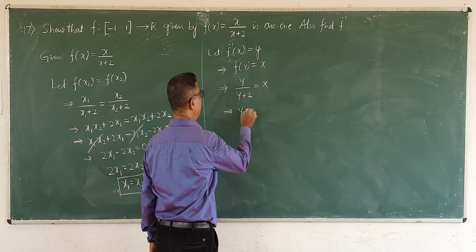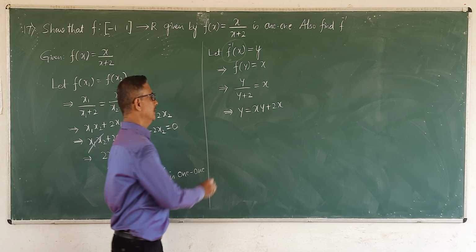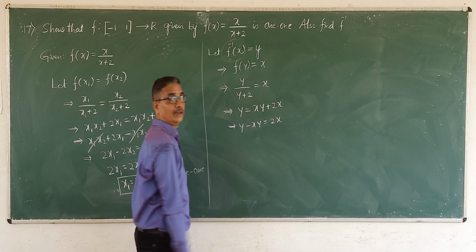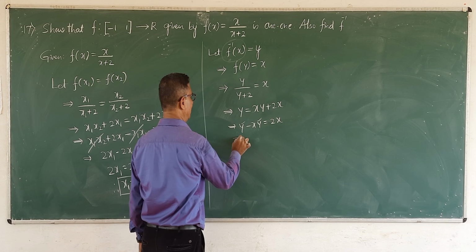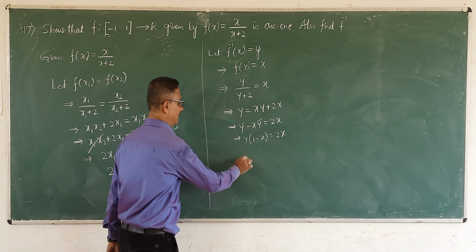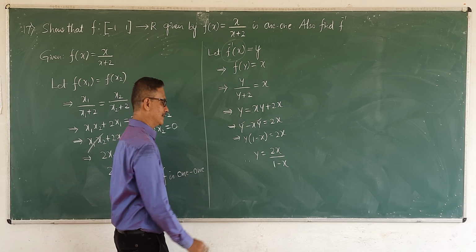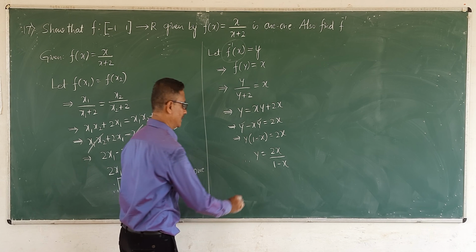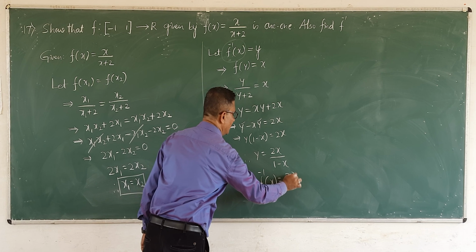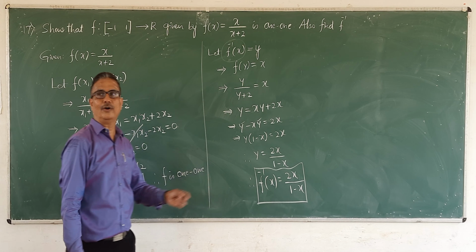This implies, cross multiply, y is equal to xy plus 2x. Right? Implies y, take that term on the left side, minus xy is equal to 2x. Among those two, what is common? y is common. y into bracket 1 minus x is equal to 2x. Therefore, y is equal to 2x divided by 1 minus x. Hence, the value of y is the inverse image of x, which is 2x divided by 1 minus x. This is the inverse image of x.